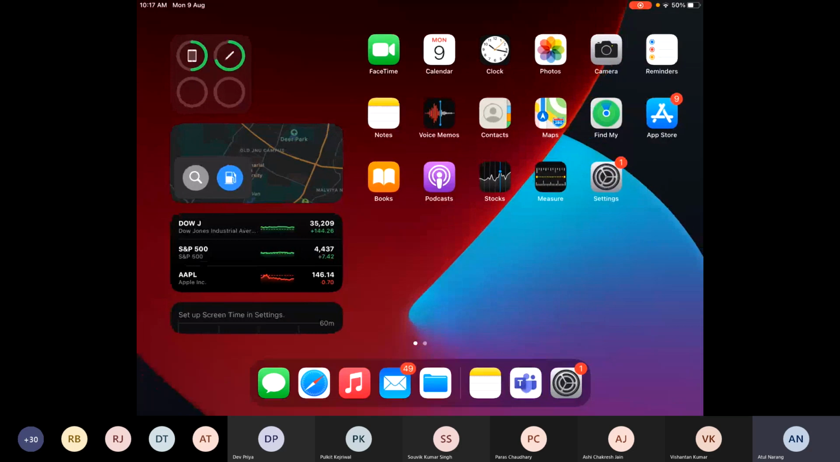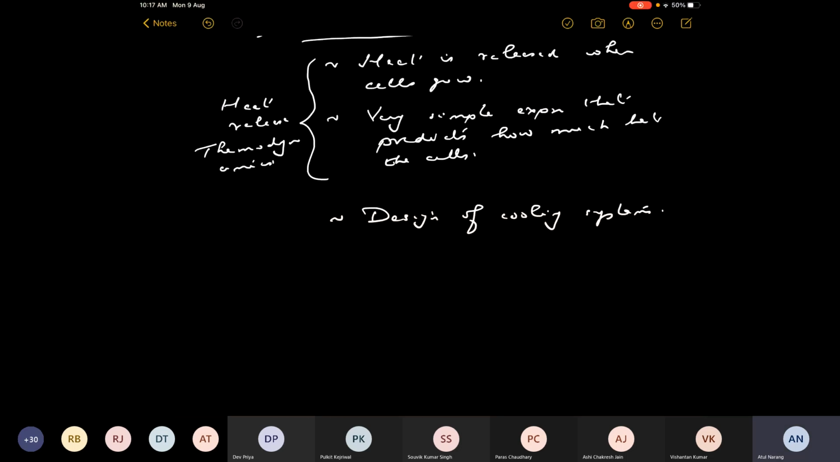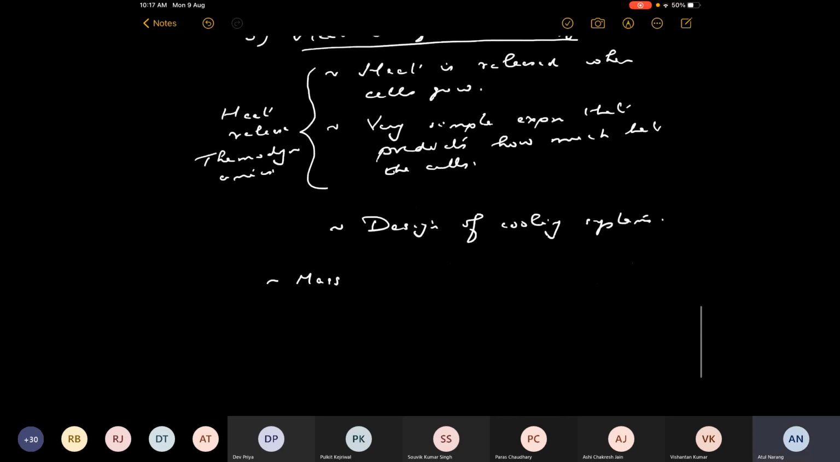And then finally, this is an important one: the last topic from transport is basically mass transfer. So this is four.